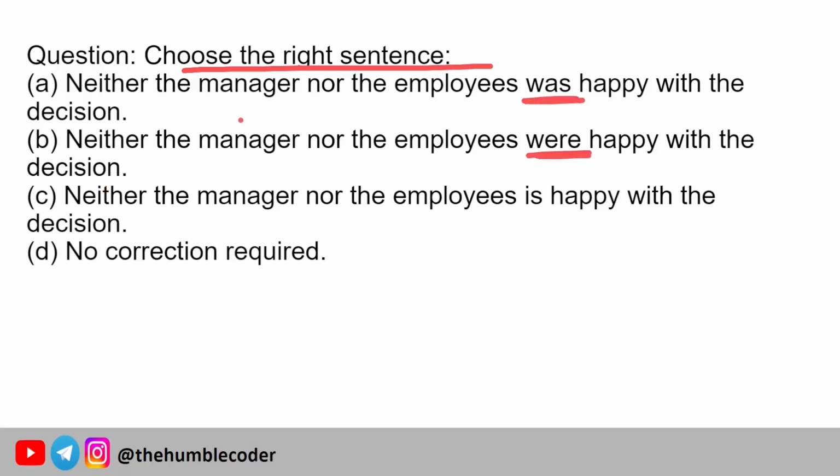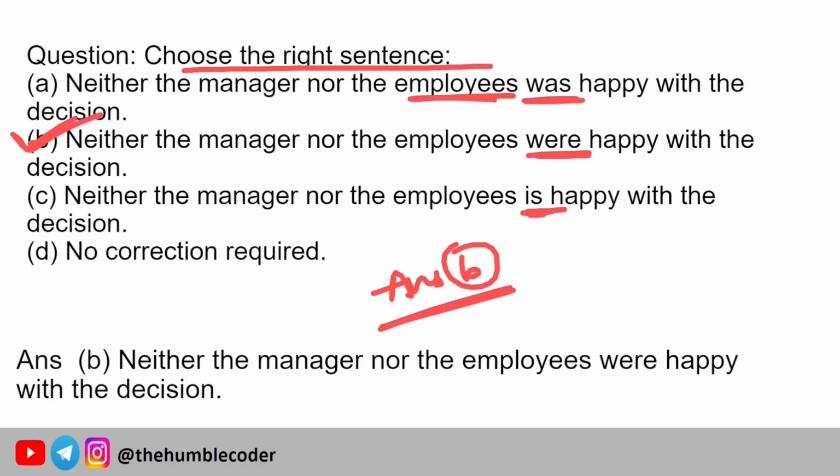So clearly was cannot be there, because we are talking in plural form, since it is employees. So that is why was will not come. Were seems to be a good option. Let's read further 2 options. Neither the manager nor the employees is happy. No correction required. Definitely the correction is required, that is in option B. So option B is the grammatically correct answer. The correct answer for this question is option number B, which is neither the manager nor the employees were happy with the decision.